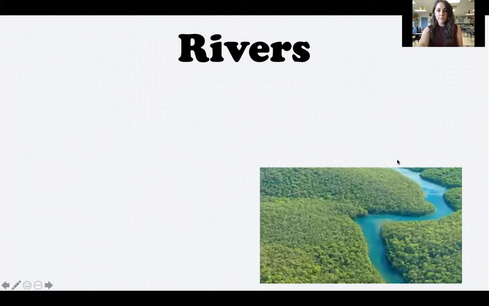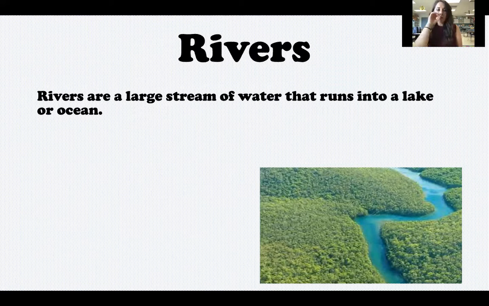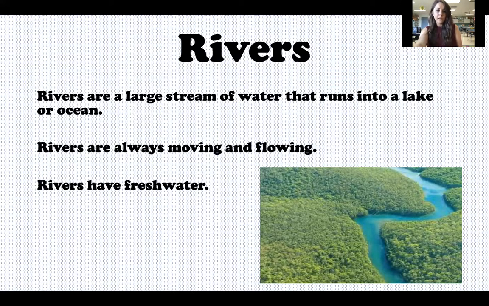Here's a picture of a river. Notice this S shape. That is a characteristic of a river, is that it has that S shape. It moves and flows with the land. Rivers are a large stream of water that runs into a lake or ocean. Rivers are always moving and flowing, and rivers have fresh water.